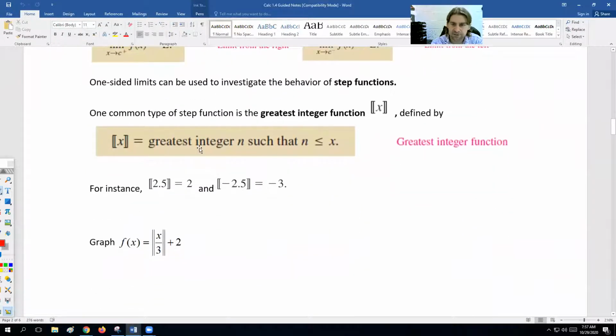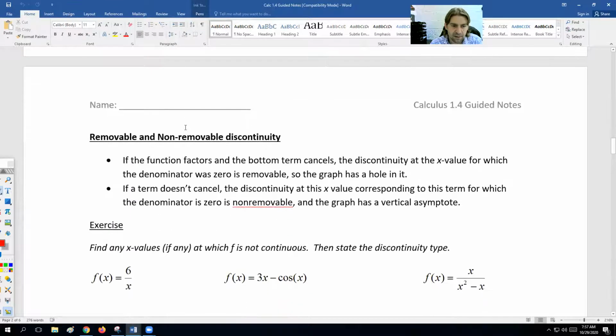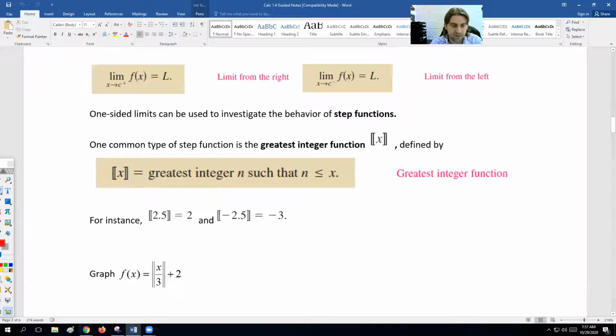Now we have this greatest integer function, which I'm just going to skip over. I think it just gets more confusing than we need to go over. But let's look at some examples from the CYU. I think that would be better for us to look at.